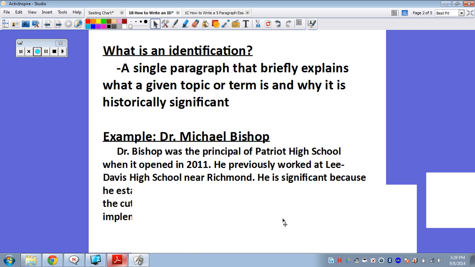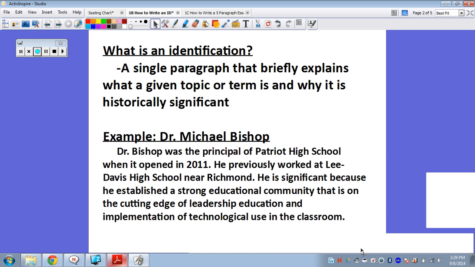Alright, an example for a little bit of fun here would be Dr. Bishop. Dr. Bishop is the principal of Patriot High School. He previously worked at Lee Davis. He's significant because he established a strong educational community and cutting edge of leadership, education, and implementation of technological use in the classroom. Now, this is very complicated and I used a lot of words, but it's still relatively simple.